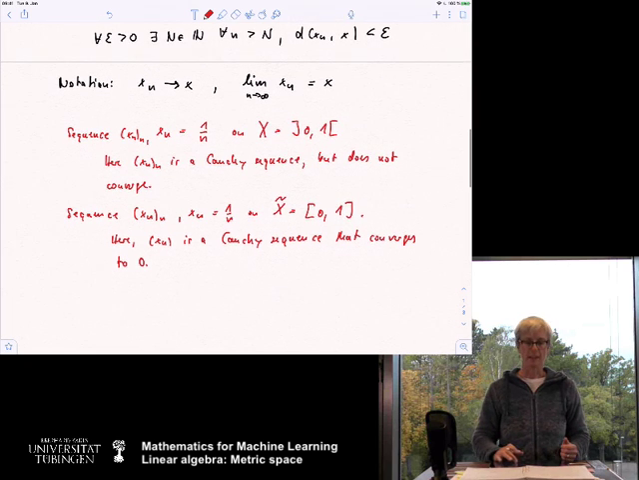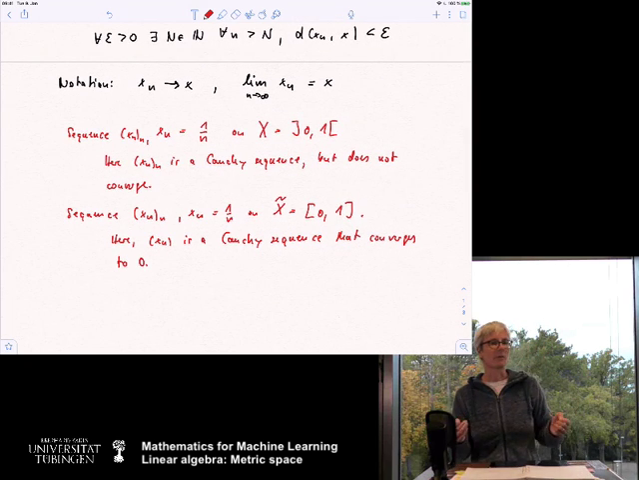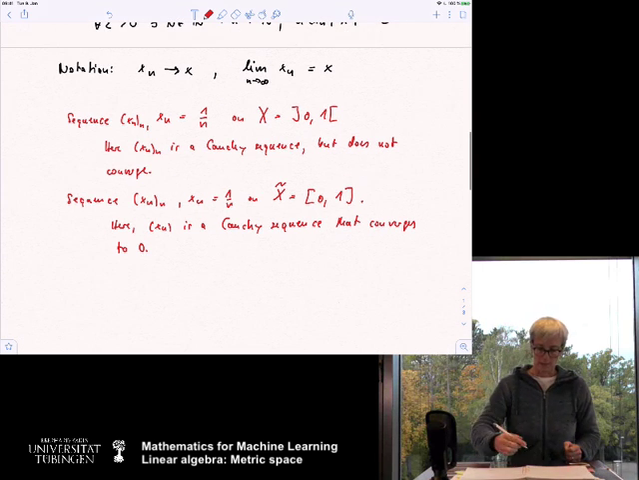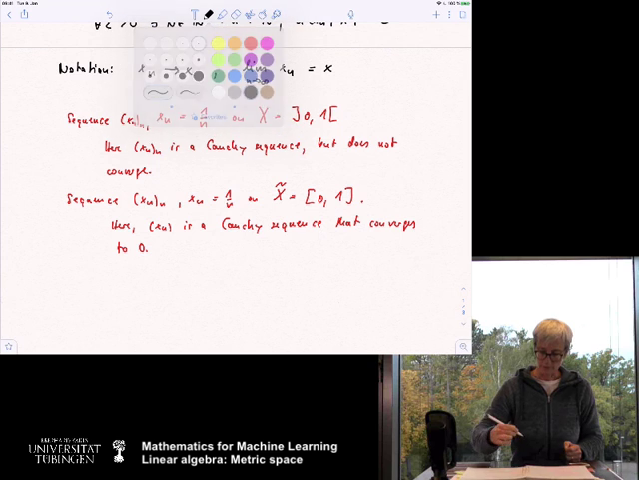If you haven't seen that, then maybe try to come up with a couple of examples, and we're also going to do exercises in the assignments, of course. Now let's continue with the topological definitions.